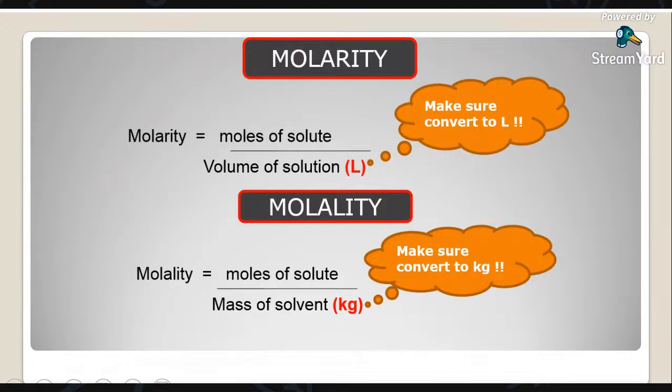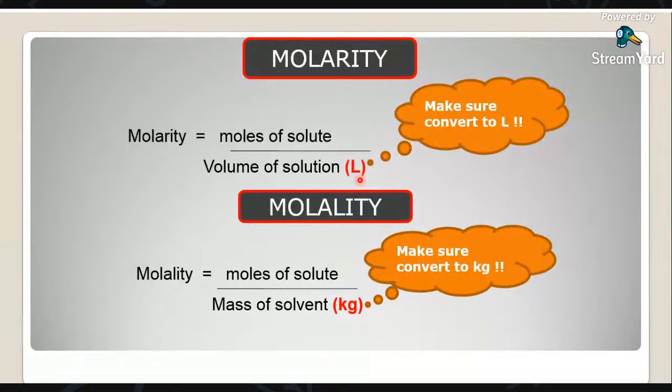For molarity, when you write the formula during your exam, from the prefix mole, we know that it is moles of solute over volume of solution, compulsory to write in liter. Even though it's still in the formula, you have to write liter here in the formula.